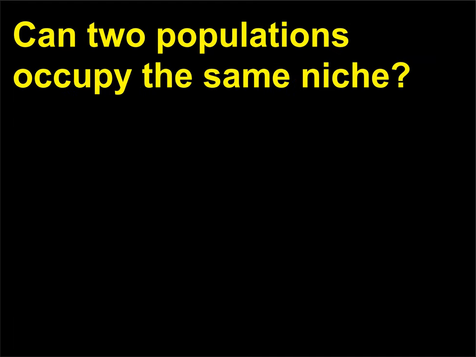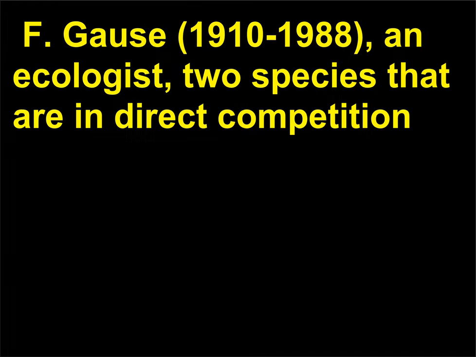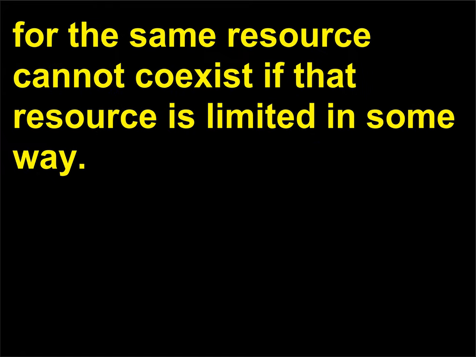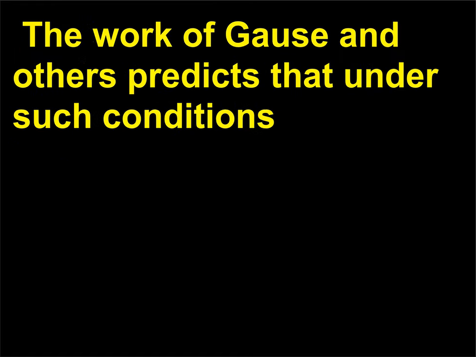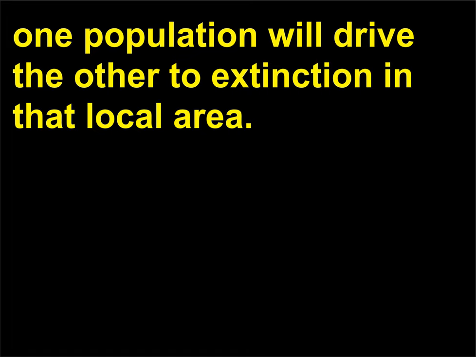Can two populations occupy the same niche? According to G. F. Gause, 1910-1988, an ecologist, two species that are in direct competition for the same resource cannot coexist if that resource is limited in some way. The work of Gause and others predicts that under such conditions, one population will drive the other to extinction in that local area.